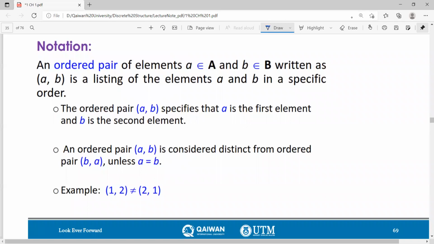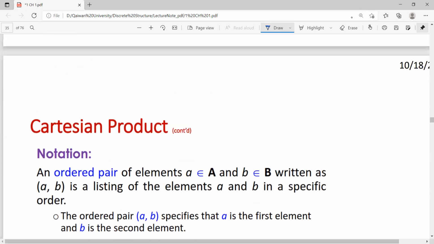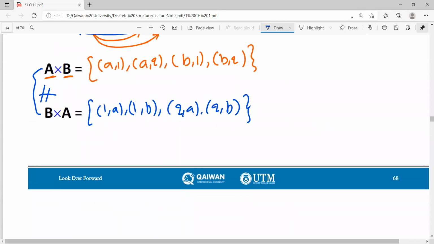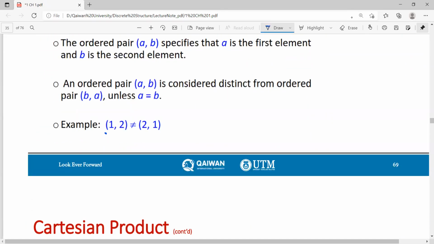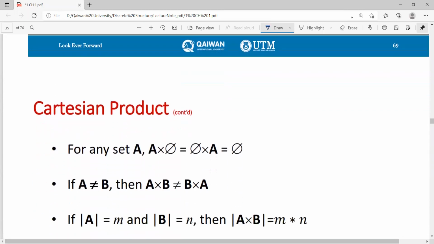Here, it's explained that if the elements of the sets that we find the products of are different, then we cannot change the order of the elements. We should first write down the elements that we took from the first set, as you see here. For this one, we first write down the elements of B, then elements of A. As you see, (1, 2) doesn't equal (2, 1).